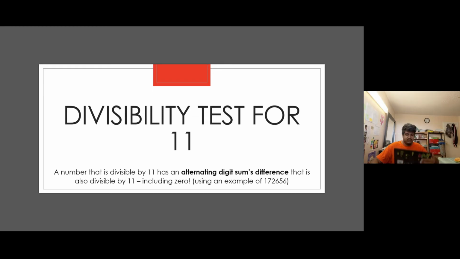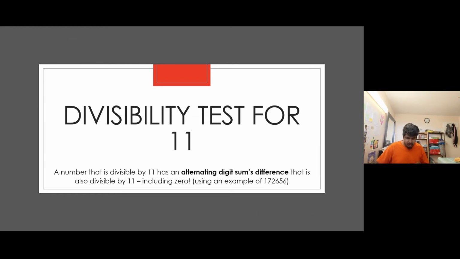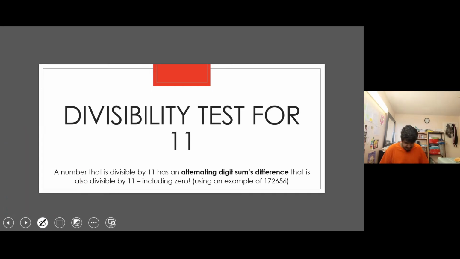Okay, so this is another good number to basically be on the lookout for, because it's definitely not an obvious divisibility test, but once you get the hang of it, it gets a lot easier. So let's quickly go with this number, 172,656. If we do that, the first thing we want to do is calculate the alternating digit sum.